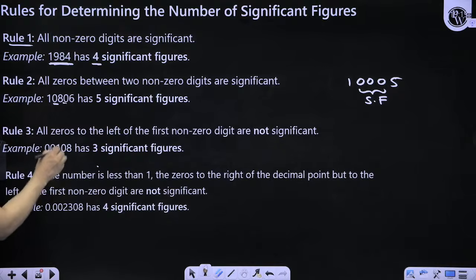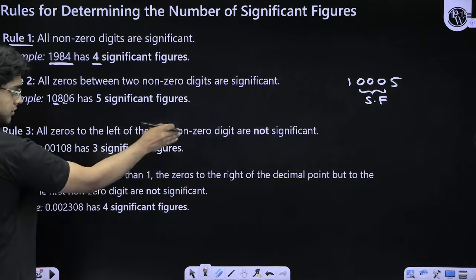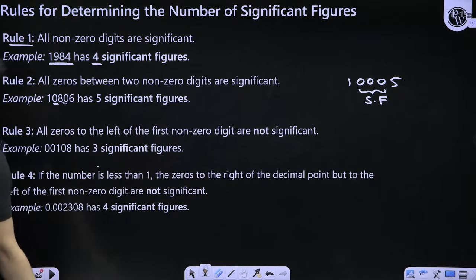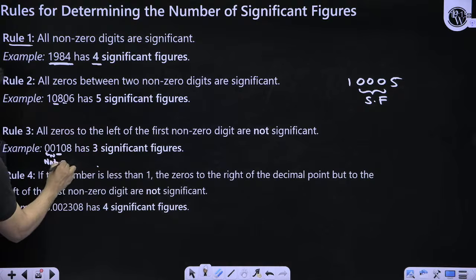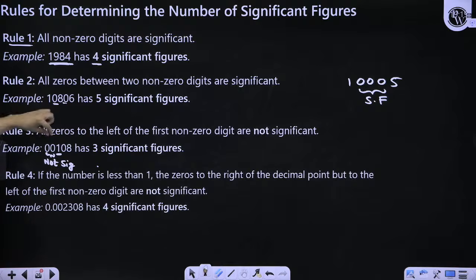Then rule 3 is all zeros to the left of the first non-zero digit, ignore them. So the first non-zero digit is this 1. So these 2 zeros are not significant. Okay, these 2 zeros are not significant. Hence it only has 1, 0 and 8 as the significant figures.